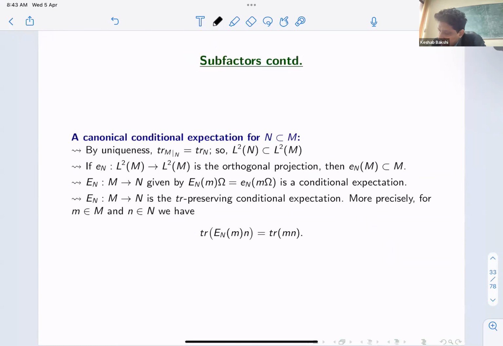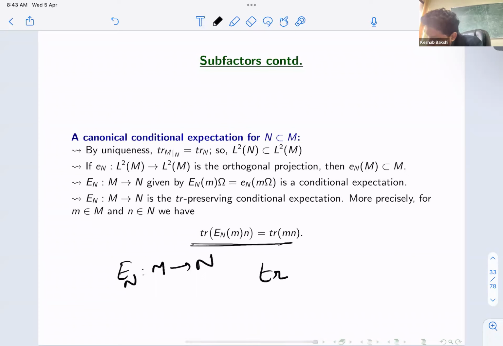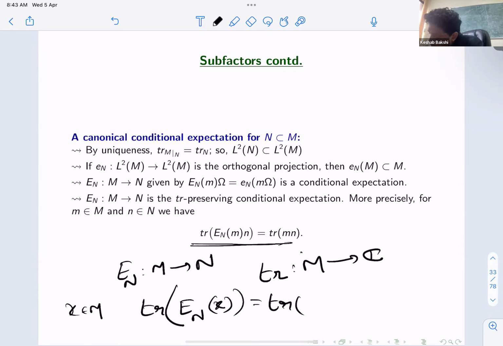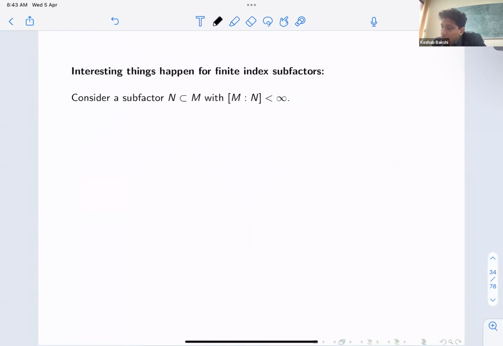Okay, I don't say much on this. But this I should say, that the conditional expectation, which is a map from M onto N, is trace preserving. By that I mean, remember, trace is a map from M to C. If you take the trace of E_N(x), where x is in M, you will get back the trace of x. So it is trace preserving. If you remember the conditional expectation in probability theory, this is exactly the trace preserving condition. So this is nice.